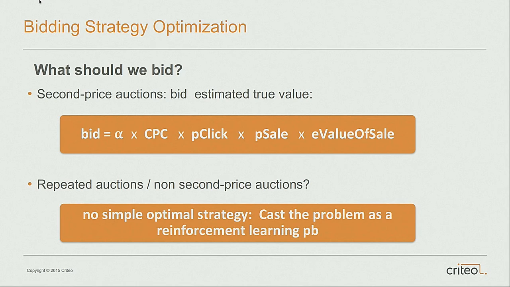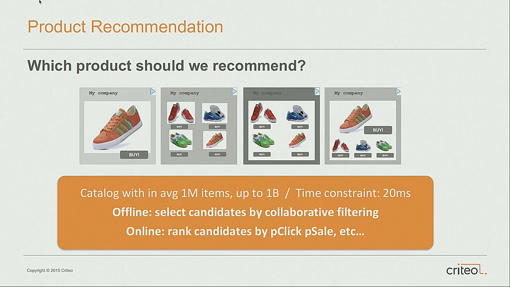In most of the cases, we face what we call a second price auction. And in this case, it's very simple. If we estimate the probability of clicks or the probability of conversions, then we have the optimal strategy. So we can do this using simple supervised learning. The second stage is classical product recommendation, but we have the constraint that the catalogs we are facing are huge. So we have to divide this step in 2 parts: an offline collaborative filtering-based approach, and then an online classical ranking based on a supervised learning approach.